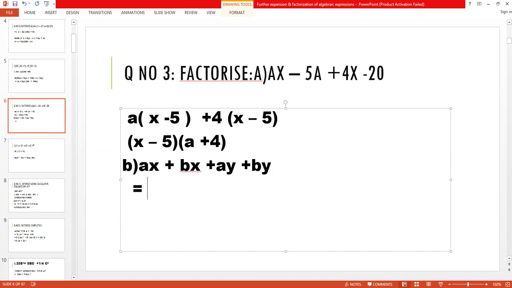Okay. Here we have ax plus bx. Which one is common? Ax, bx. Which one is common? X is common. So which one is remaining? We have a plus b. Again, look at the second. We have to pair these two. So which one is common? Y. And which one is not common? That is a plus b.